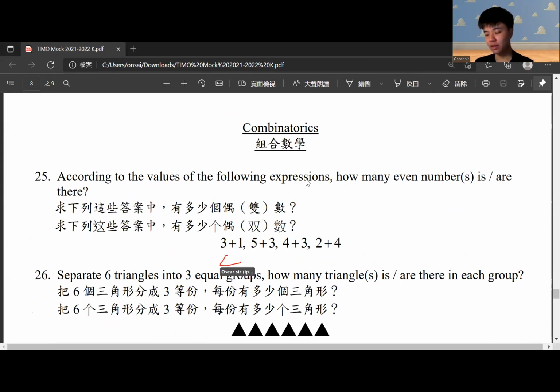3 plus 1 is 4, 5 plus 3 is 8, 4 plus 3 is 7, 2 plus 4 is 6, right? So how many can we find? 3, right? 4 is an even number, 8 is an even number, 6 is an even number, right?